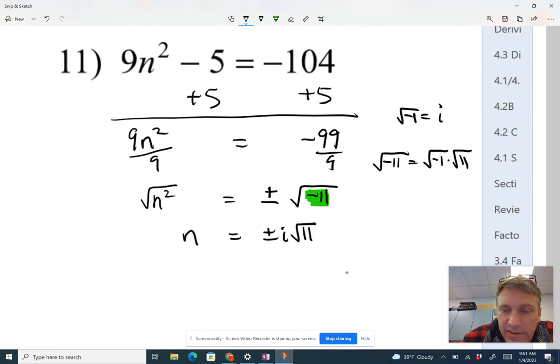And since the square root of 11 is prime, if it could be simplified, you'd want to simplify it, but we just want to leave it in simplest radical form, and so that then is our answer, plus or minus i square root of 11, which is negative i square root of 11 or positive i square root of 11.